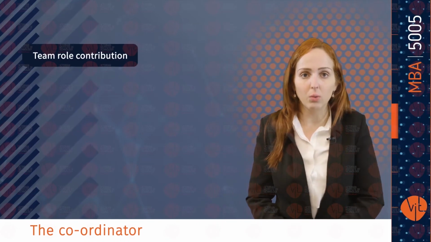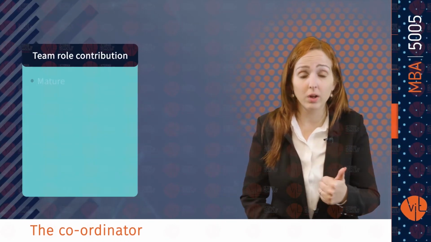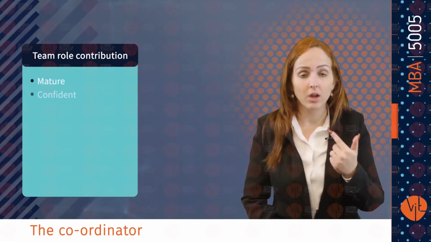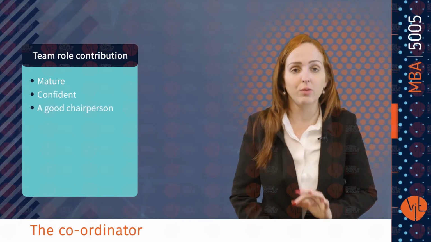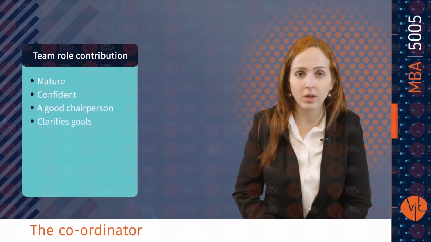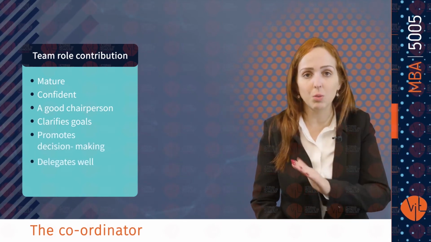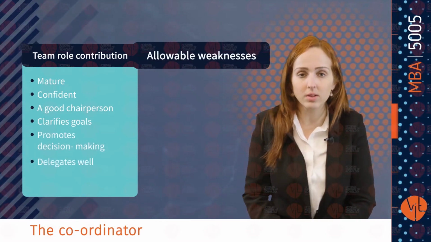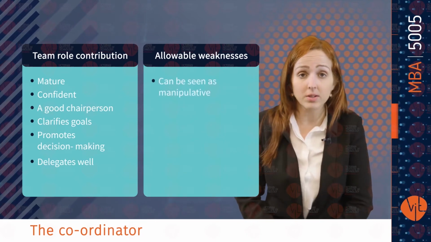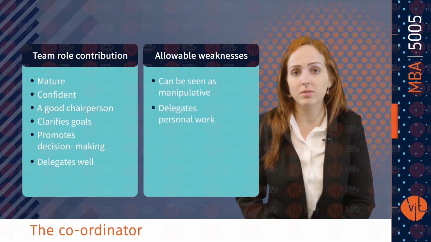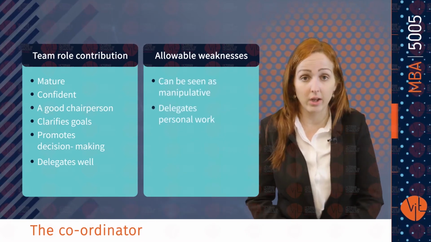So then we have the co-ordinator. Mature, confident, a good chairperson, does clarify goals so there's no ambiguity, promotes decision-making, delegates well, and of course then we move over to the allowable weaknesses. They can be seen as manipulative, and obviously they delegate personal work, so obviously free riding can occur.